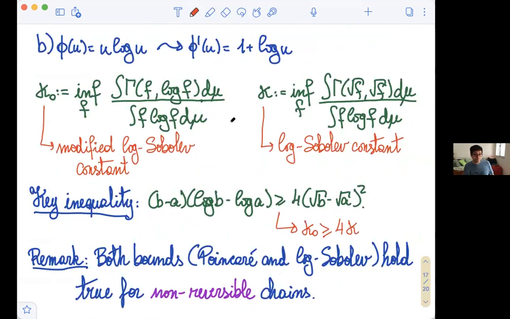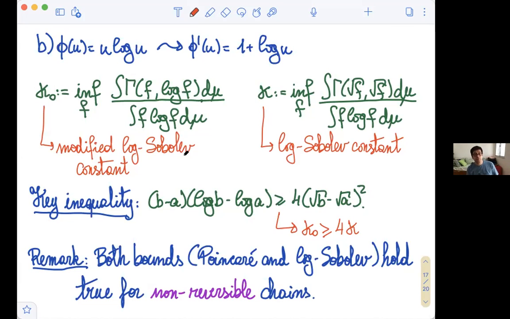Okay, so another important choice for your entropy is the actual entropy. Well, this is relative entropy. Relative entropy is also an entropy function, and this is what happens when you take phi of u equals u log u. If you do that, what you are computing is the relative entropy of the law of the process at time t with respect to the invariant measure v.